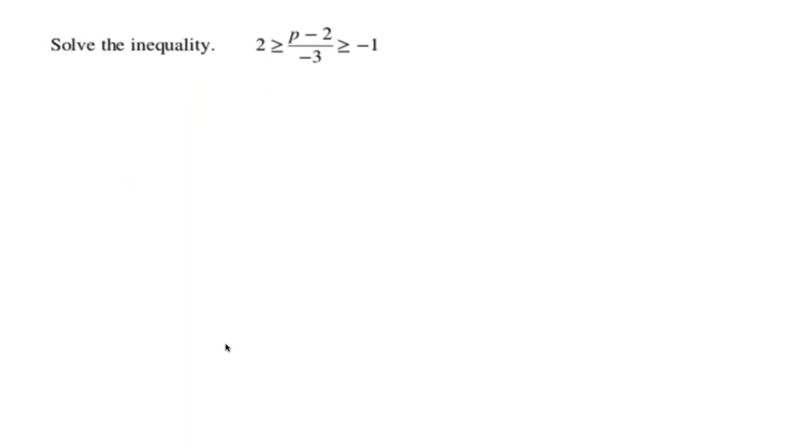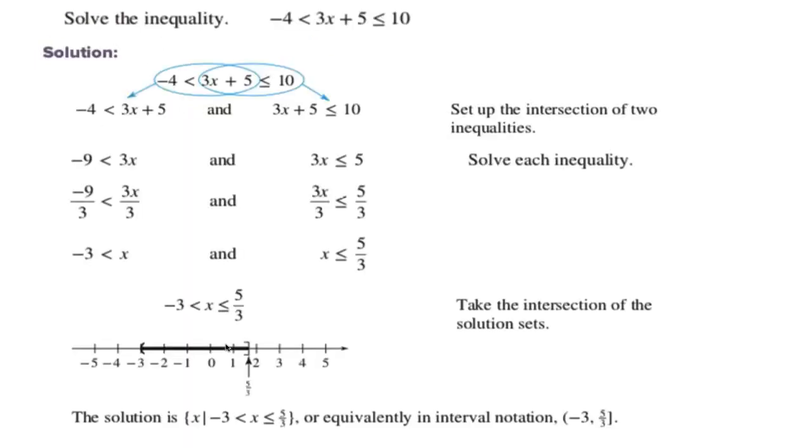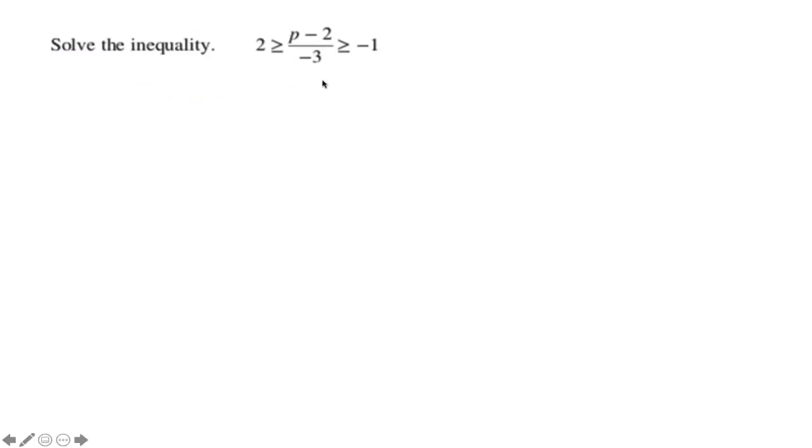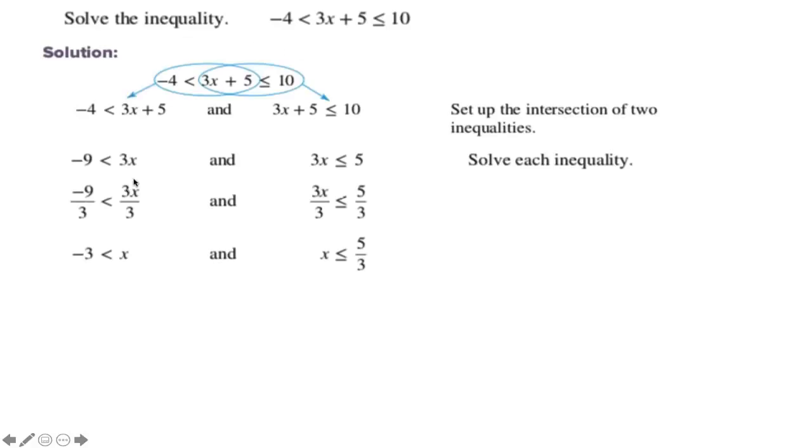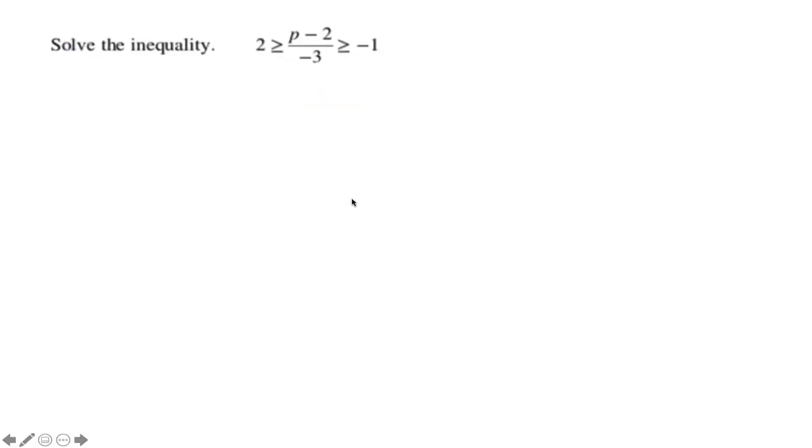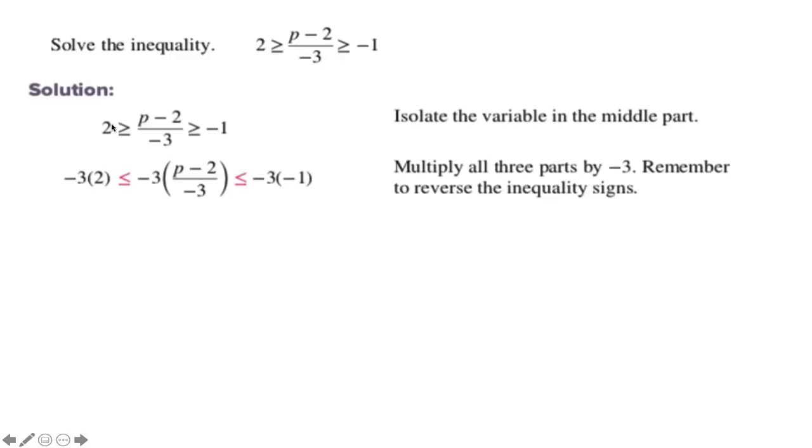Another way of doing this is, I'll show you another way, but maybe a different problem. Again, same thing here. This is an AND, but instead of breaking it down into two separate problems, we can solve it all simultaneously by operating on all three expressions at the same time. So, for example, I want to clear the denominator here, so I want to multiply everything by negative 3. This by negative 3, this by negative 3, and this by negative 3. But by doing that, I need to switch the inequality. Switch this one to less than or equal to. Switch this one to less than or equal to.